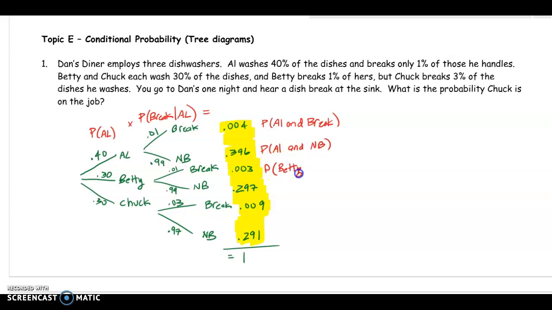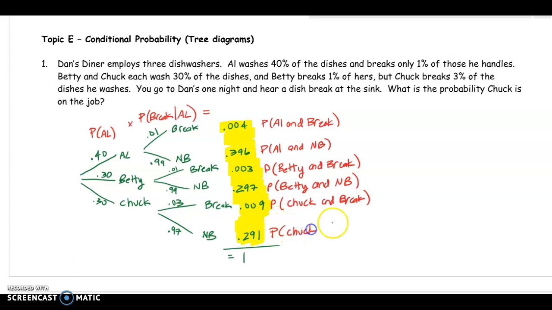This is Betty, and a break. This is the probability of Betty and no break. Probability of Chuck and a break. Probability of Chuck and no break. Okay, so we've done all this work. Again, please multiply your branches. You are trying to find the sample space. That's the goal, and that's what we found right now.